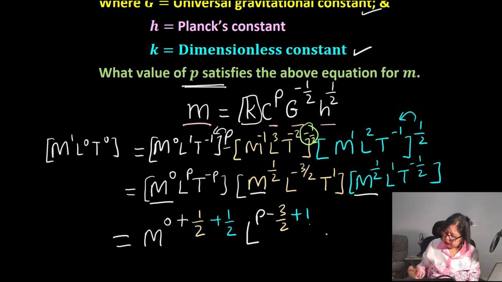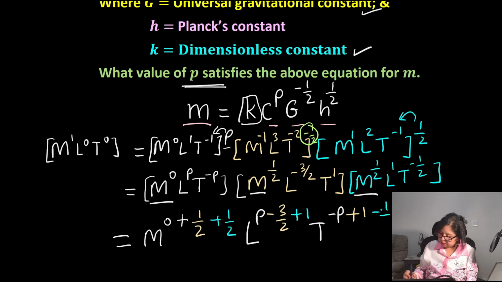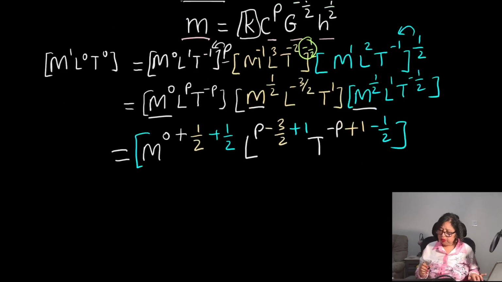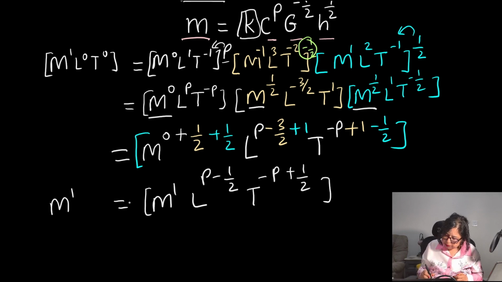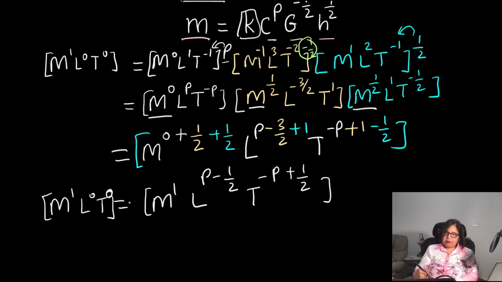Then we have t to the power minus p plus 1 minus 1 half, parentheses closed. What does that give me? I get m to the power 1, L to the power p minus 1 half, t to the power minus p plus 1 half, parentheses closed. M1, L0, T0. Now this M1 equals this M1.